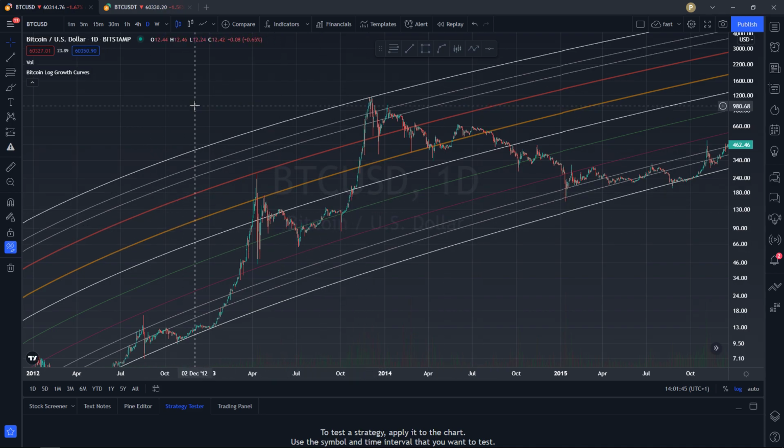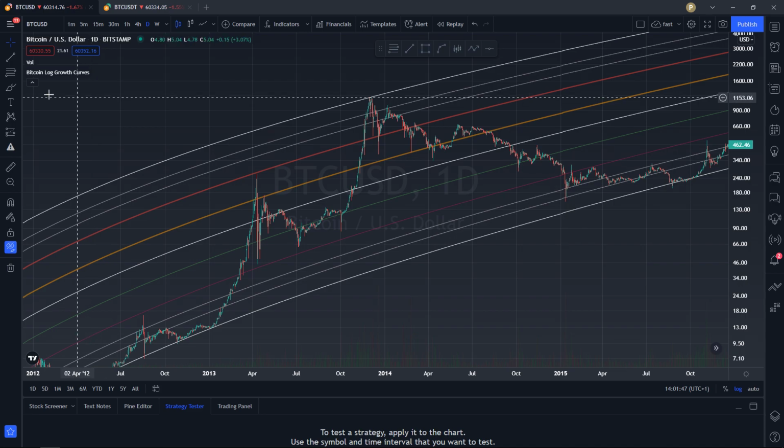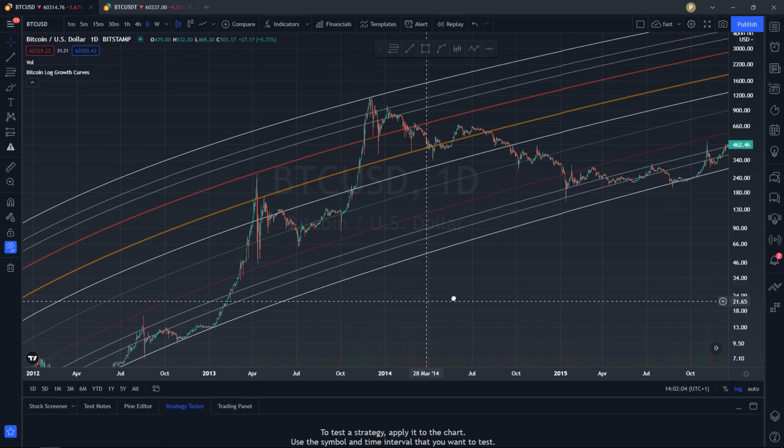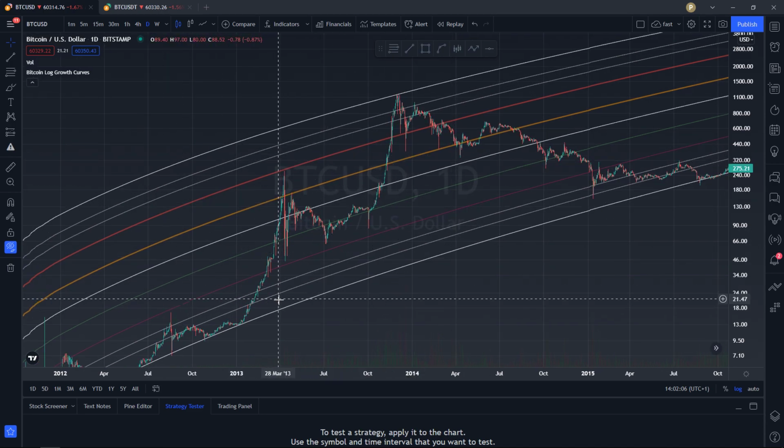So for those people who don't know what this is, it's a Bitcoin log growth curve, and it's usually used in statistical analysis. And in this case, it's just being used with Bitcoin. You can find it in the indicators, and you just type in Bitcoin log growth curves. So it's quite easy to find if you needed to do so.